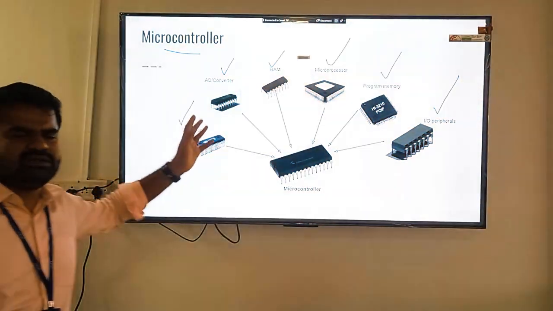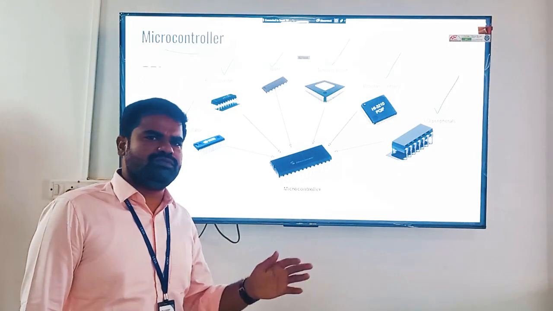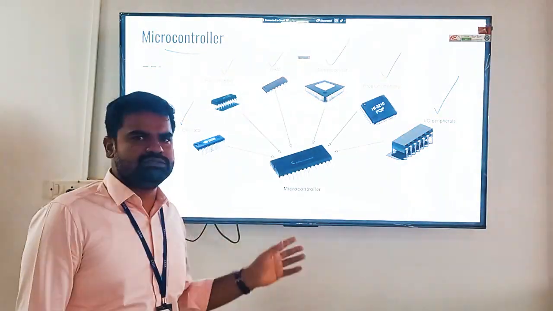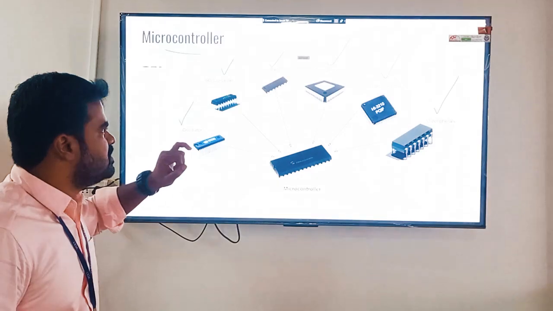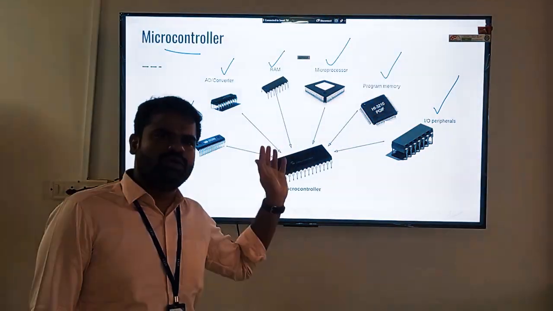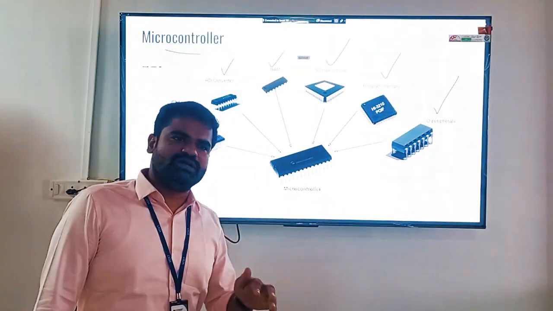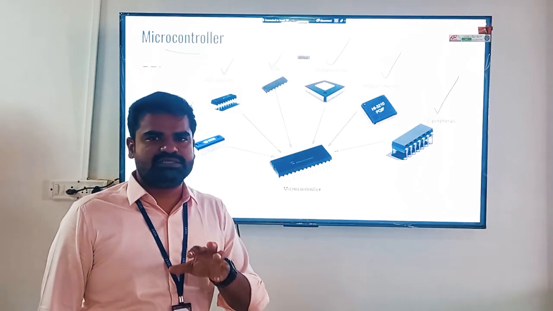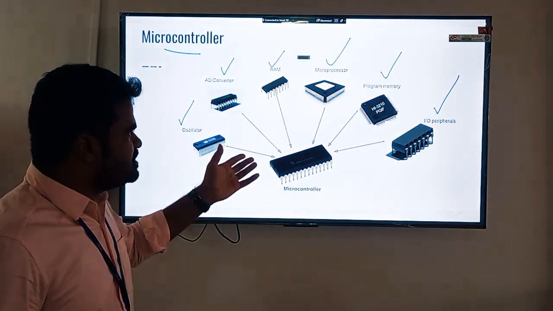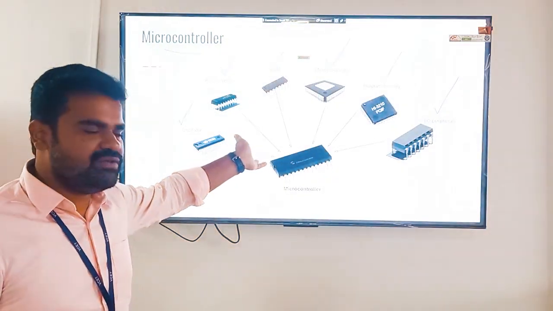And the analog and digital converter, as you all know, the conversion between analog to digital and digital to analog will be done by the analog and digital converter. And RAM, random access memory, you have already seen what the function of random access memory is. And also the microprocessor, as we mentioned in the previous slide.